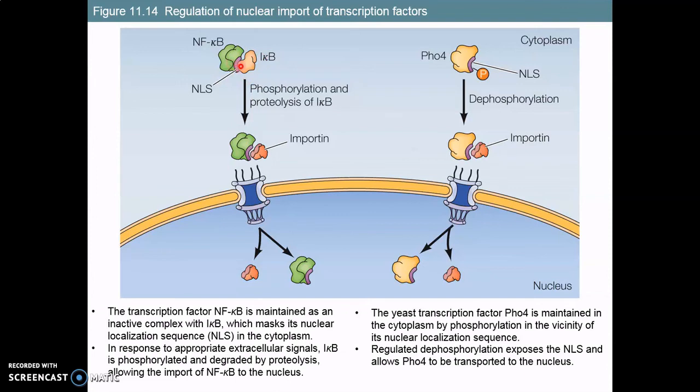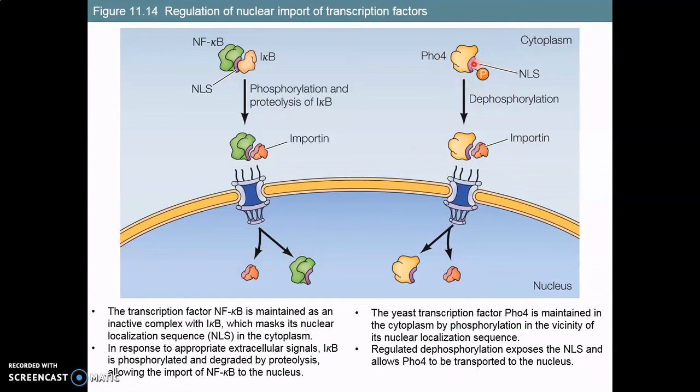When the cell is ready to turn on the target genes of NF-kappa B, it is receiving a signal from outside of the cell. It will cause the phosphorylation and proteolysis of I-kappa B, which will make it go away, which will then expose the nuclear localization signal, allowing NF-kappa B to then be transported into the nucleus, where it can now do its job. Over here, we have a simpler solution.